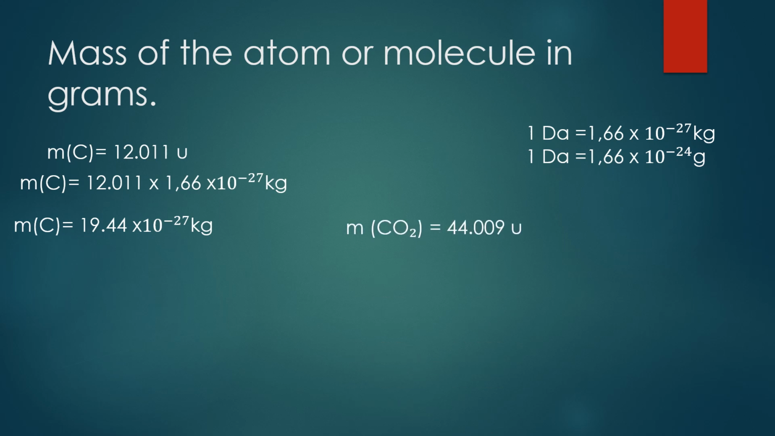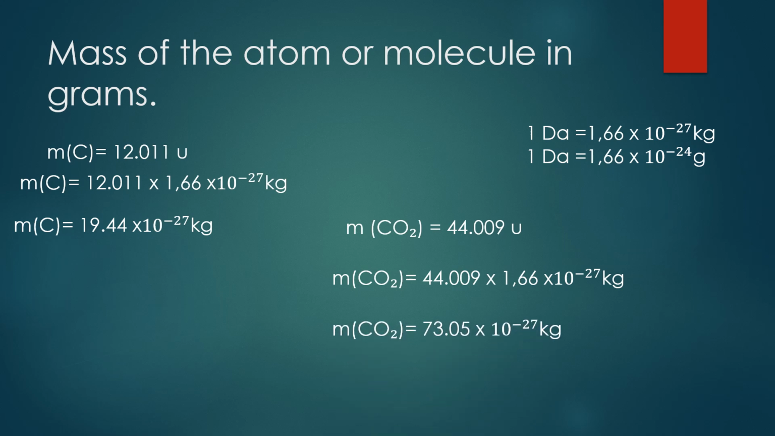If you want it for a molecule, in the previous task we calculated the mass of the molecule was 44.009 U or Da, Dalton or AMU. So again, you need to multiply that number with 1.66. The number that you get will be 73.05, and you need to multiply it with 10 to the power minus 27 kilogram. And again, this task is solved.